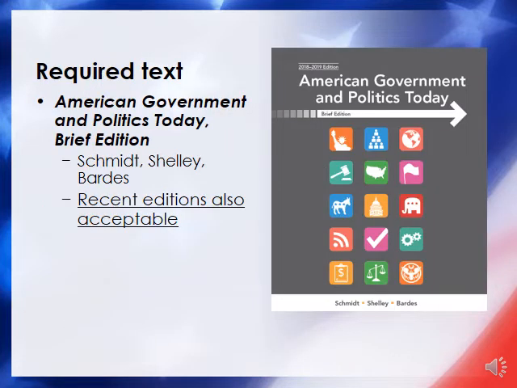Here's the assigned text for the class, American Government and Politics Today, brief edition. The most recent version is 2018-2019, but you can use either of the last 3 editions. They cover the same concepts. They might use some different examples, but if you can save a little bit of money, get a previous edition, that's totally fine by me.